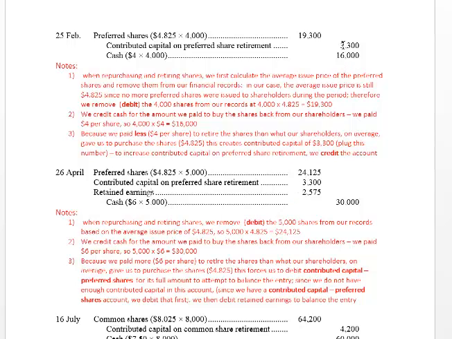So because we have some contributed capital on the preferred share retirement that was created February 25th, and we're retiring preferred shares on April 26th, we can use that up. So we use that up first. We still don't balance, so the only other place we can go is to retained earnings, the only other equity account we can use up. So we debit that for $25.75, and that balances our entry.